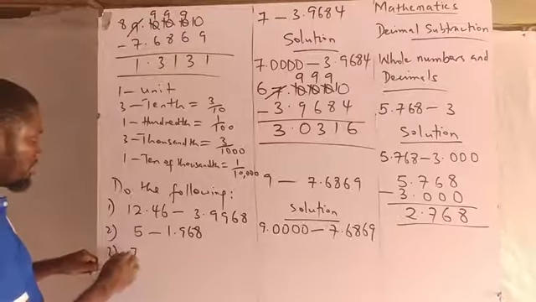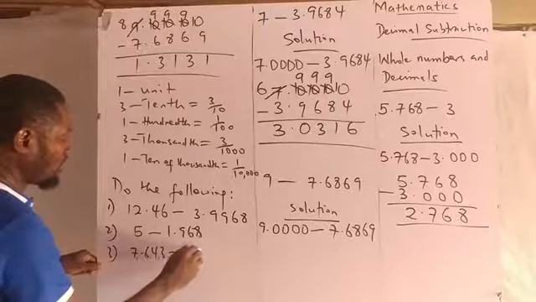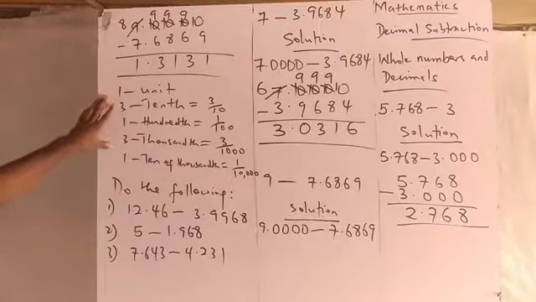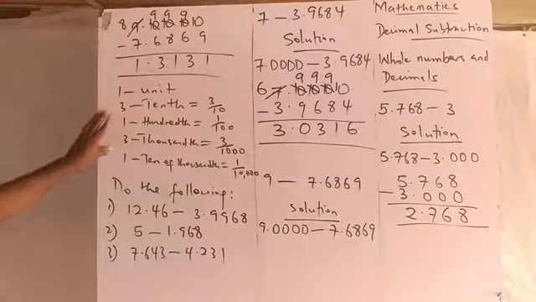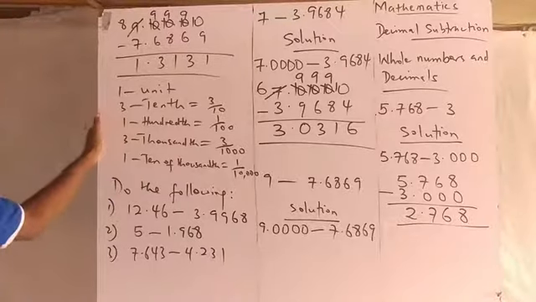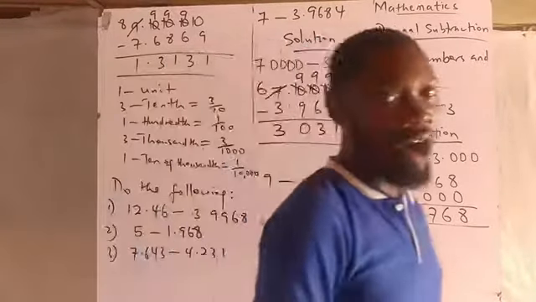Number three, 7.643 take away 4.231. So get your answers correctly and express the answers in their place value forms. Solve your problems, get your answers, and write your final answers in the place value. Write the place value of each of the digits. It's simple to deal with. I'll see you in your next class. Thank you.